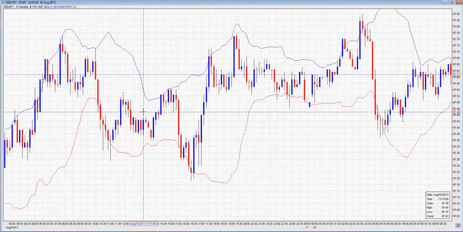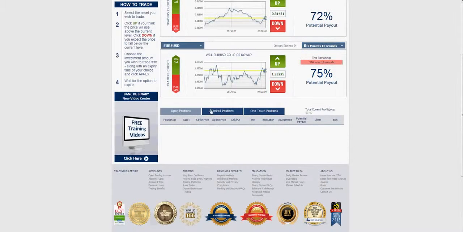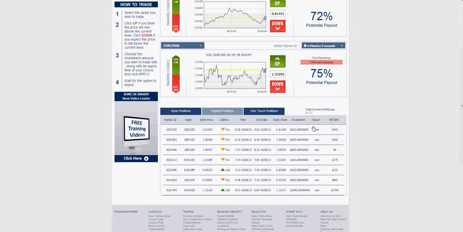Now, this is a very simple strategy. So far, we're doing very nice today. Let me just show you a little bit. Expired positions: 1, 2, 3, 4, 5, 6 out of 7. This is only the Martingale strategy.